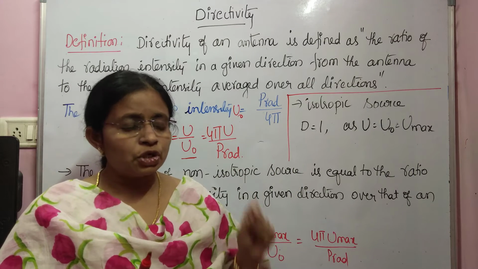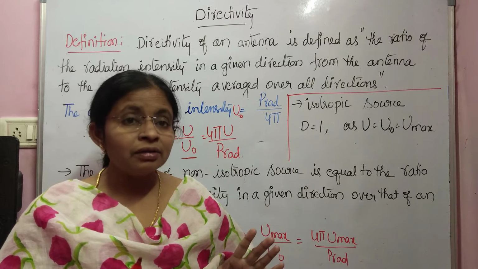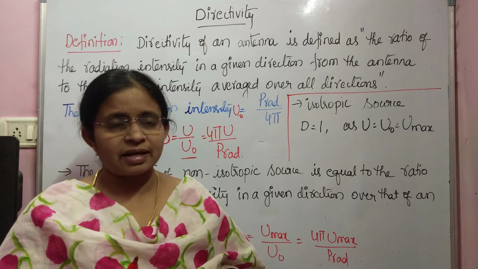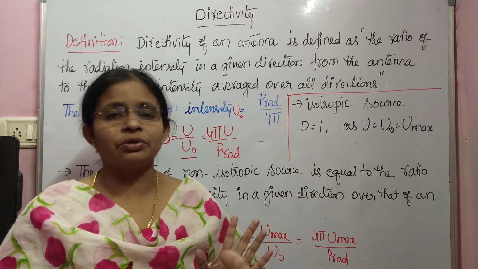So remember, isotropic source ka aithe directivity 1, non-isotropic sources ka aithe means non-isotropic antennas ka aithe eppudu directivity greater than 1 untundi.